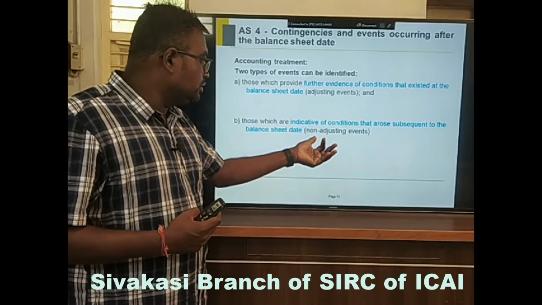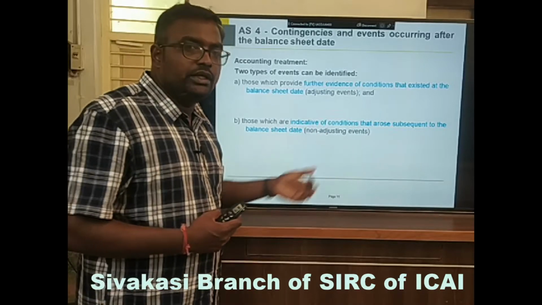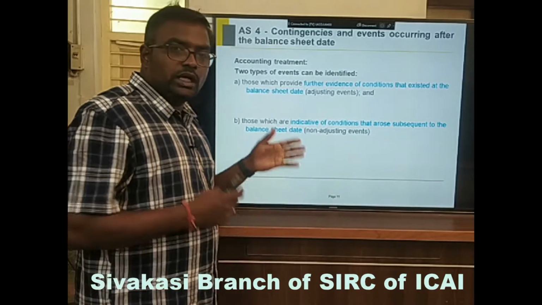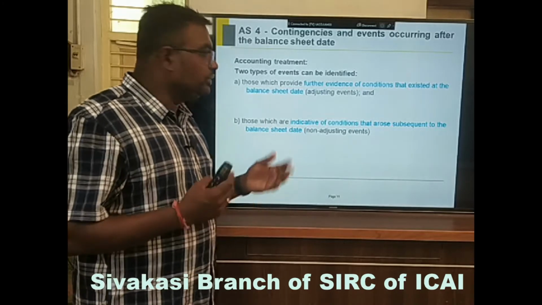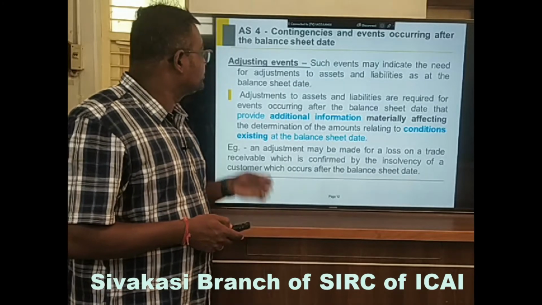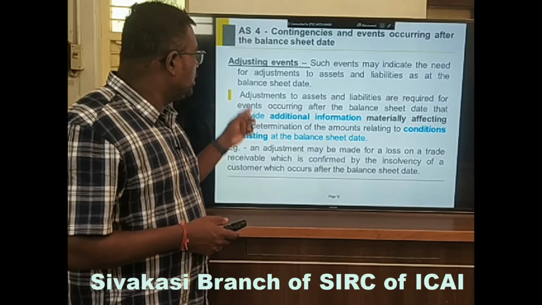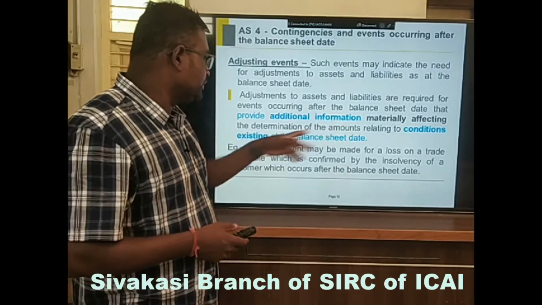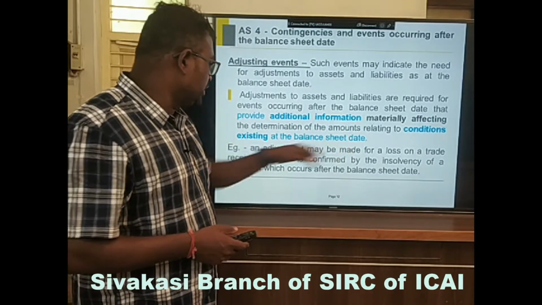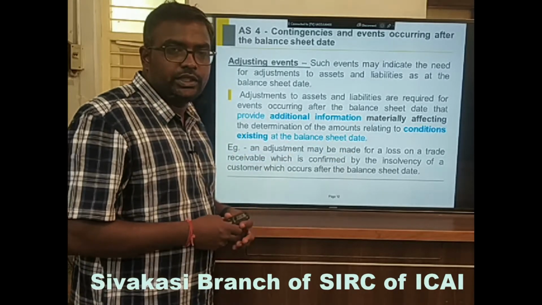These are all non-adjusting. Again, these are all called non-adjusting events. So this event doesn't require any adjustment to the financial statement. However, we are required to disclose these events. So as I told you, an adjusting event gives additional information materially affecting the determination of the amount relating to a condition existing at the balance sheet date.